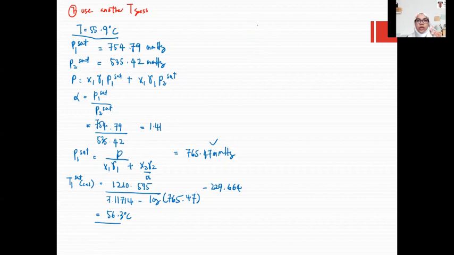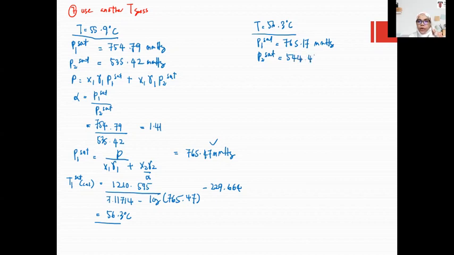So using T equal to 56.3 degrees Celsius, you follow the same method. So you can get P1 saturation equal to... I just write up the answer. You may try on your own and you can compare with this calculation. So P2 saturation equal to 544.41 mmHg.